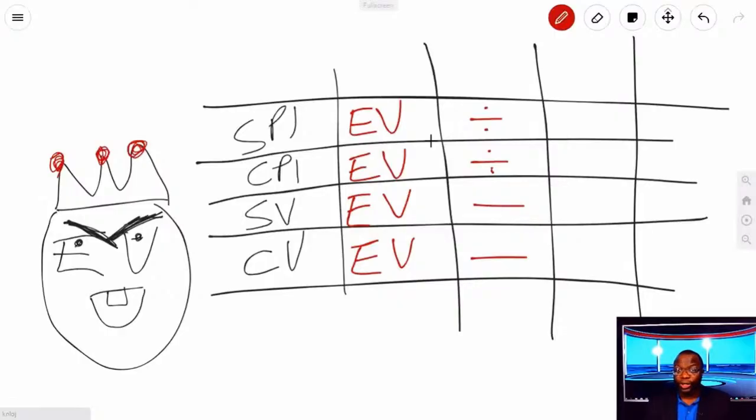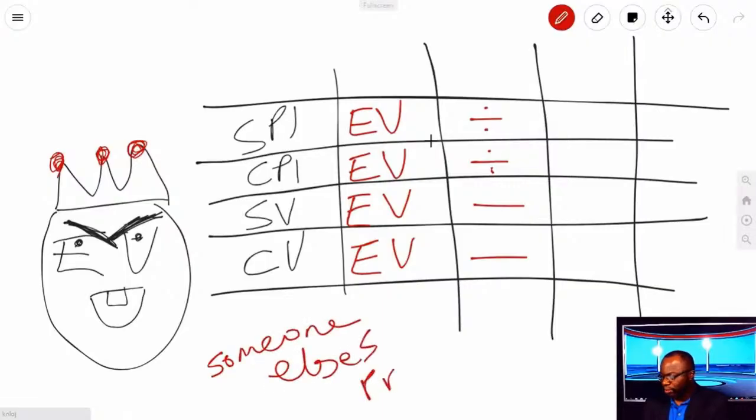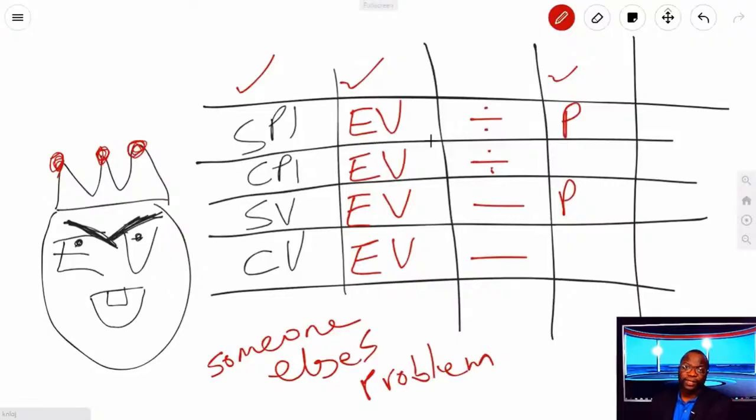Now we're going to go a step further here. I'm going to show you a mnemonic to remember anything beginning with S. Someone else's problem. You don't want to be involved in someone else's problem. That's easy to remember. So SEP, someone else's problem. SEP, same thing down here. And the P is for PV, planned value.